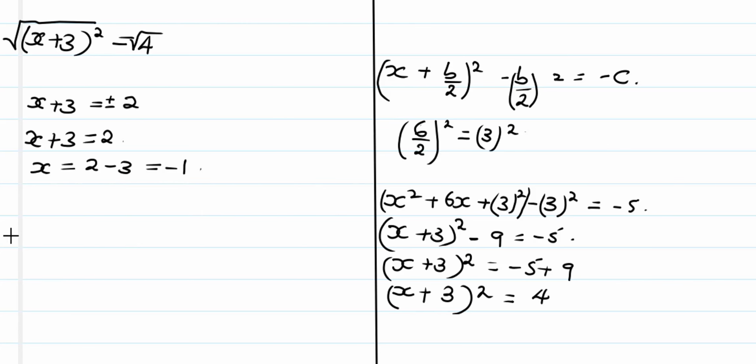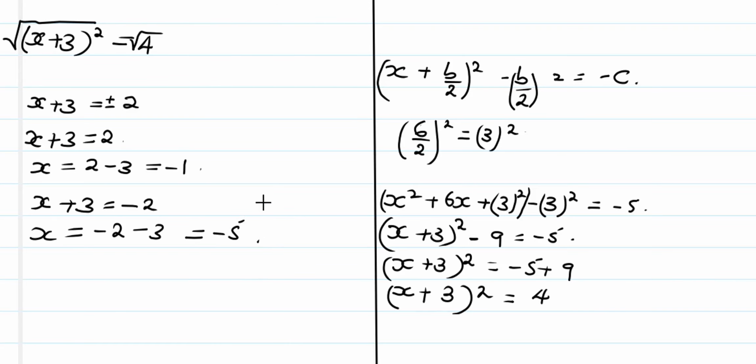And then the second one where 2 is negative here, so it will be x plus 3 is equals to negative 2. Then I take 3 to the other side, it also becomes negative. So x is equals to negative 2 minus 3, which is negative 5. And that becomes the second solution of this question.